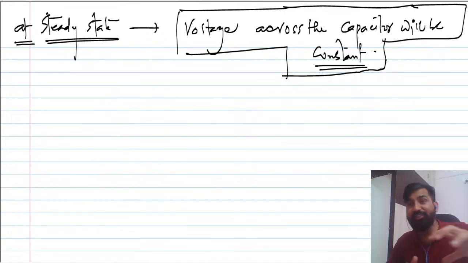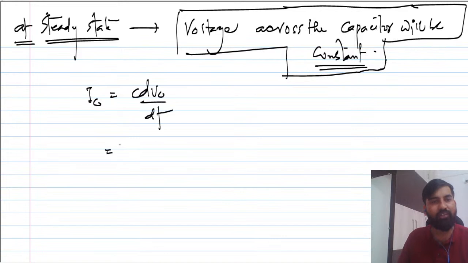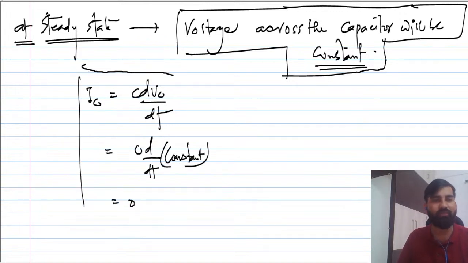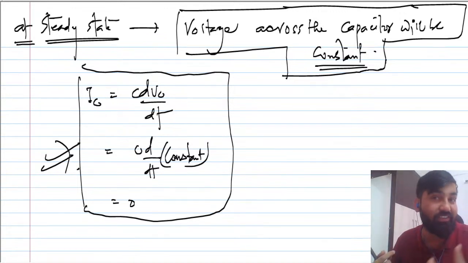If the voltage across the capacitor at steady state is constant, you can again use the concept called IC. IC is gonna be what? C dVc by dt. So if this is constant at steady state, this will be 0. The final current flowing through the capacitor will be 0. What is the meaning of that? How can we realize that the current is 0? You have to replace the capacitance by an open circuit.